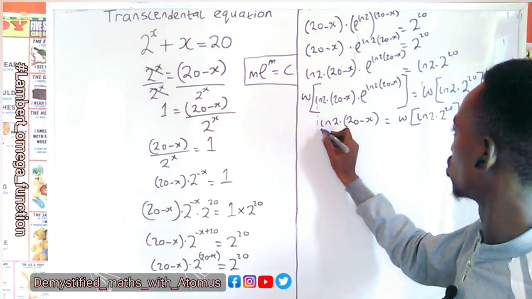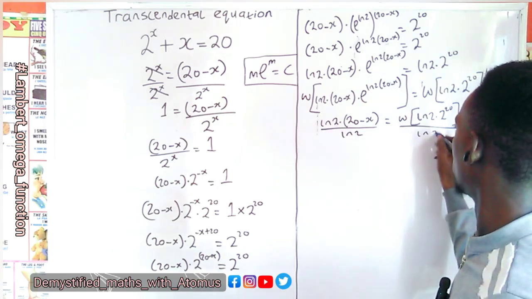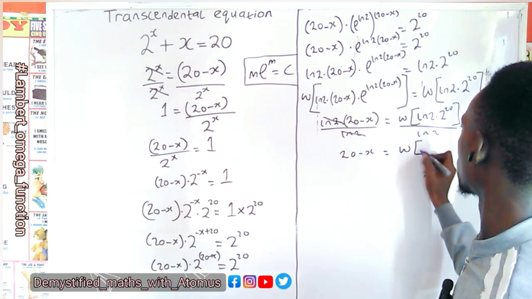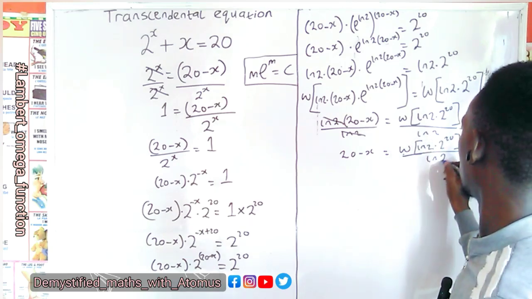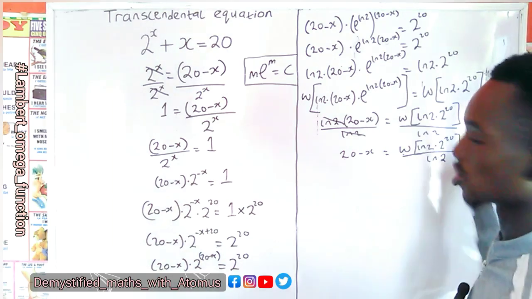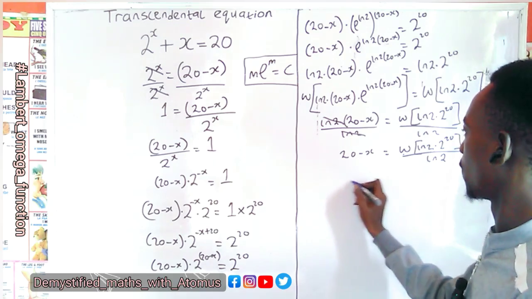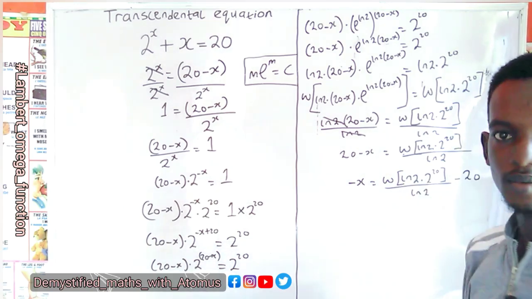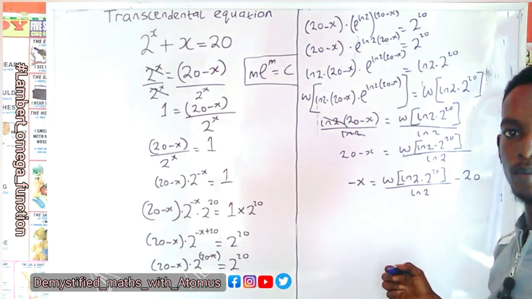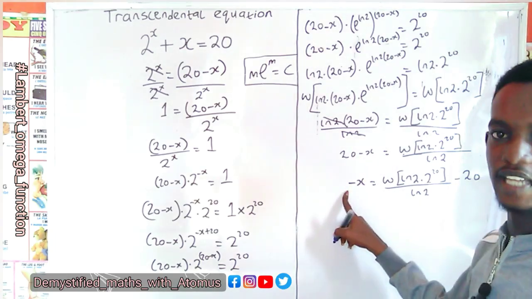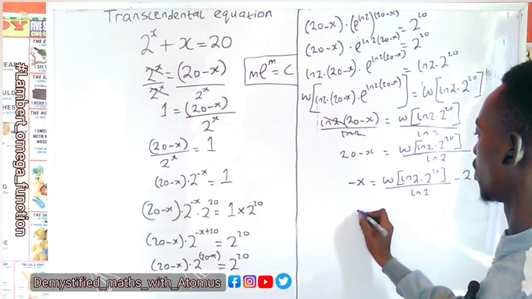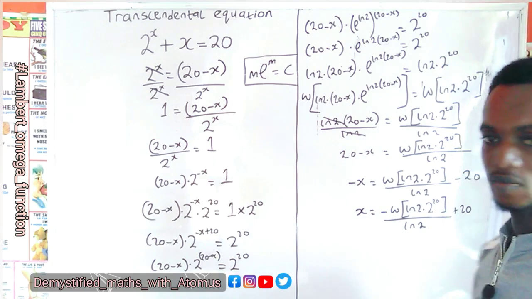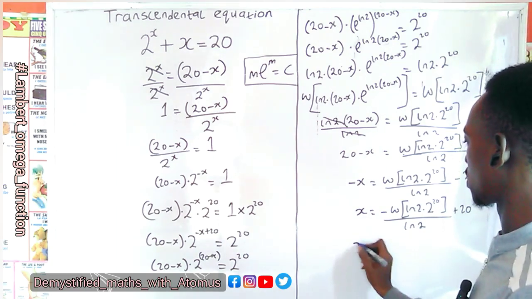Now, we'll divide both sides by ln 2. Divide by ln 2. Divide by ln 2. ln 2 cancels ln 2. We have 20 minus x equals the Lambert function of ln 2 times 2 raised to the power 20 all over ln 2. We're making progress. So we'll transpose 20 to the other side. So we'll be left with negative x equals the Lambert function all over ln 2, minus 20. Are you following? Now, because of this negative, we multiply both sides by negative 1. So we have x equals negative the Lambert function all over ln 2, plus 20. Are you following?